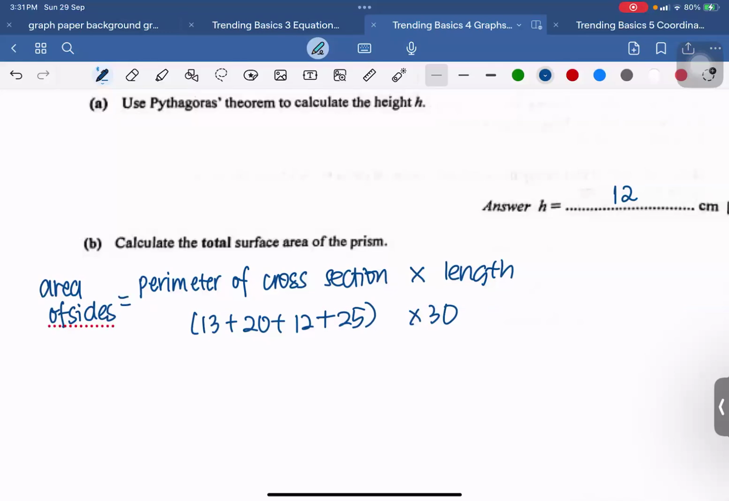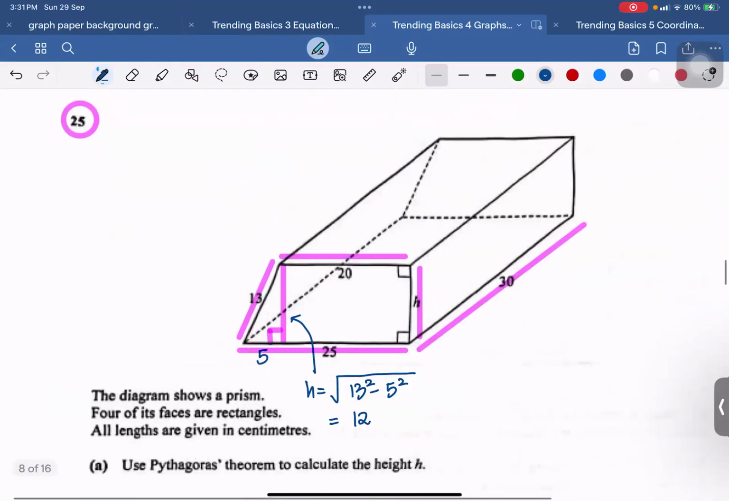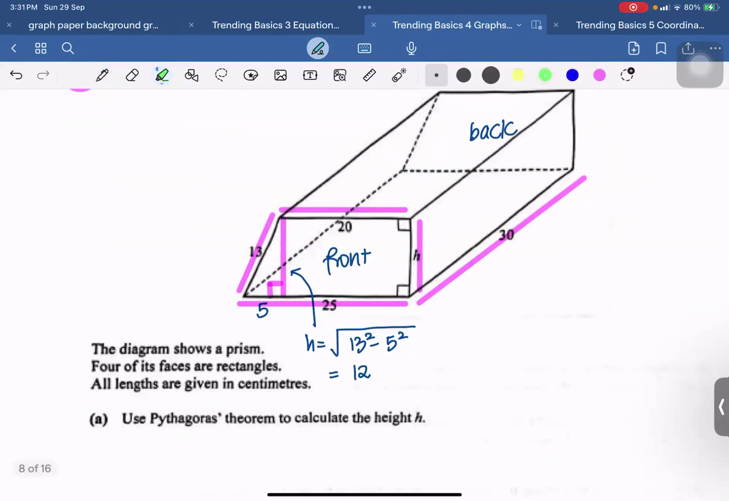After I found the area of all the sides, of course, I need to add the front and the back. And the front and the back is a cross-sectional area. So this is your cross-section. You'll be asking me, what do you mean by cross-section? Imagine this is a piece of chocolate cake, and you want to cut it such that every piece is of the same shape and size. How will you cut it?